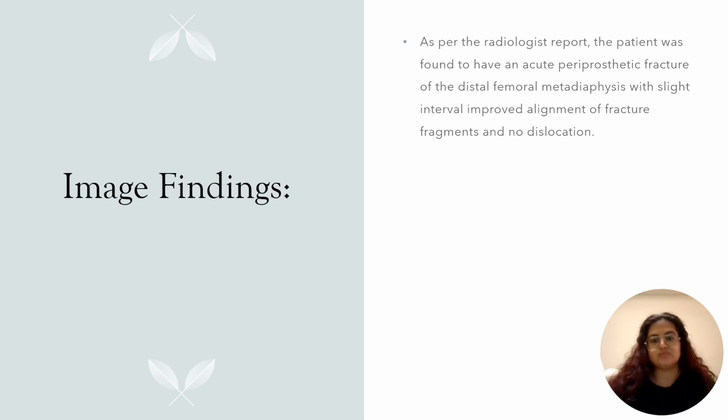Once those studies were sent to the radiologist, the report deemed that the patient was found to have an acute periprosthetic fracture of the distal femoral metaphysis with slight interval improved alignment of fracture fragments and no dislocation. So as we saw in previous images, the bone was still together, which is why there was no dislocation. Periprosthetic fracture, meaning that it is near a prosthesis, such as the total knee replacement.